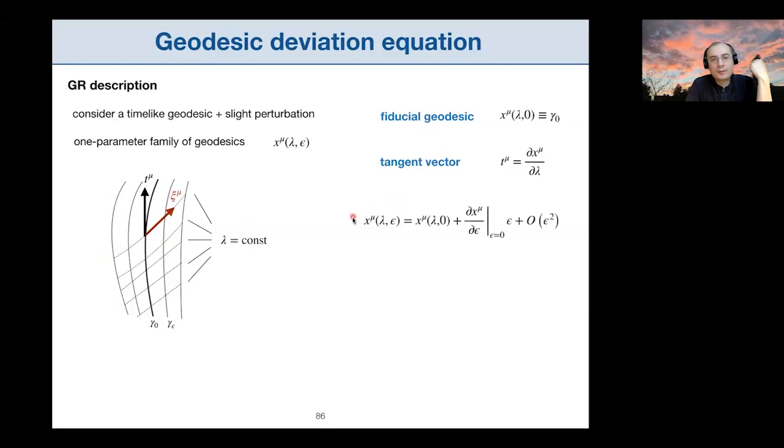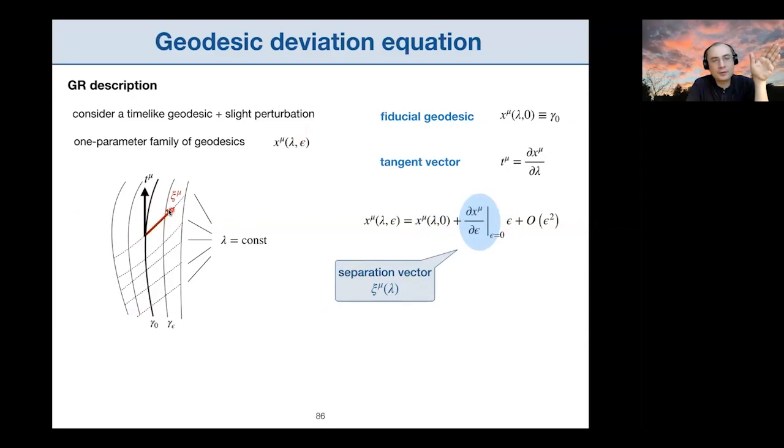Now, what we can do is approximate the position of a geodesic close to the fiducial one by the Taylor series. So this is the position of the fiducial time-like geodesic x mu of lambda, zero, plus the first order term in epsilon. This derivative here, the derivative of x mu with respect to epsilon for a particular position lambda and for epsilon equal to zero, is something we'll call the separation vector.